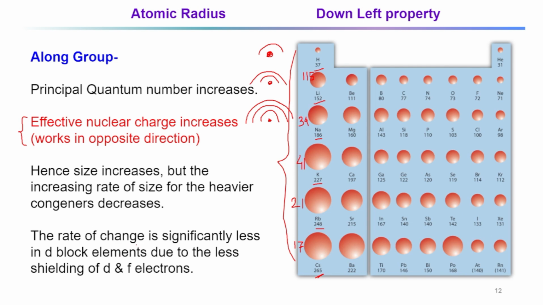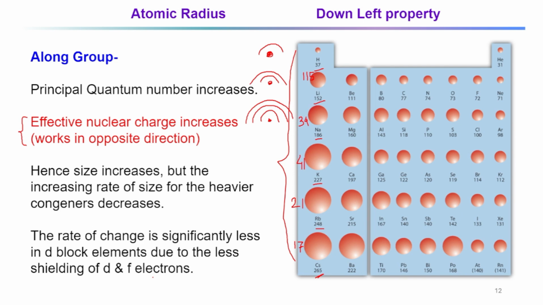The rate of change is significantly less in d block elements due to the less shielding of d and f electrons. So another factor is, when you consider the d block elements, as I told you in the previous lecture, that d electrons and f electrons are more diffuse in nature, they have lesser shielding property, so the nucleus attracts the electrons much more. Now if you add more and more protons, more and more electrons, still the attraction remains almost the same, and because of that, the rate of change in side by side elements is small. That I will show you.